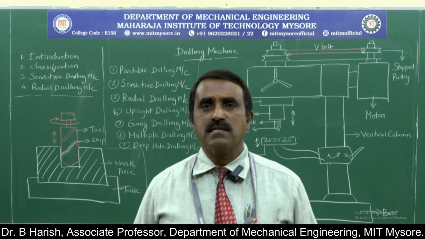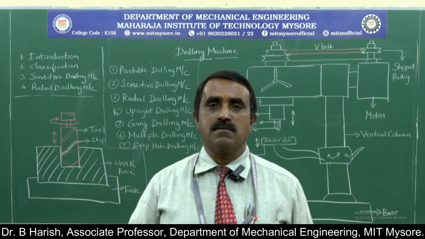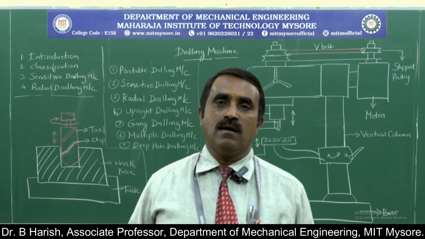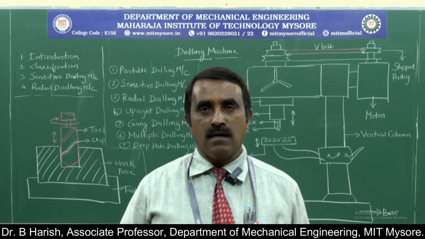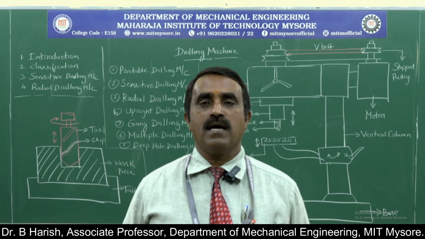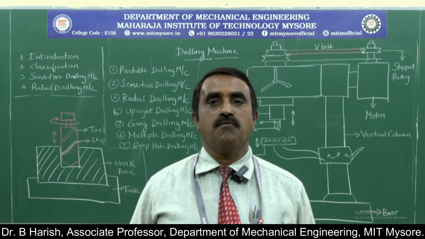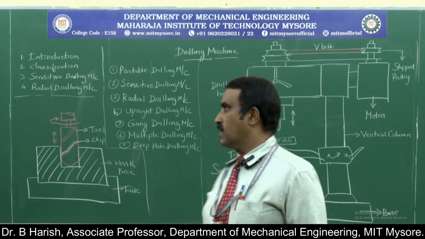Normally it is used in carpentry work. The portable drilling machine is carried to the spot where the particular operation is performed. Here the drill bit will rotate at very high speed, but a maximum hole size of up to 18 mm can be drilled on a portable drilling machine. That is the first type of drilling machine.